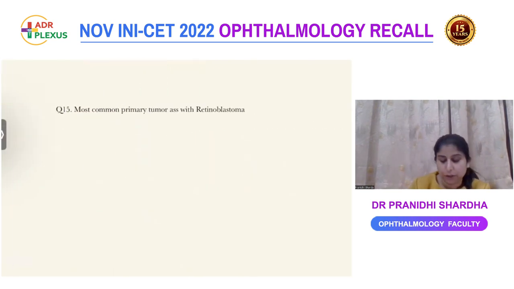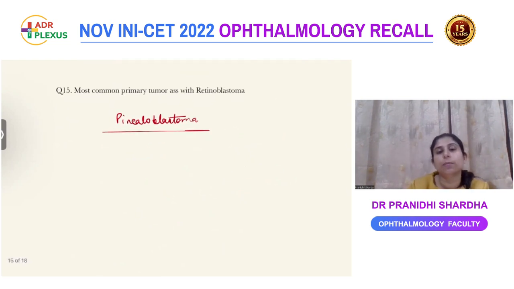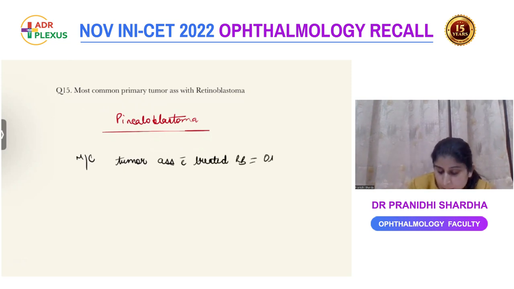Next is the most common primary tumor associated with retinoblastoma. I could not recollect the options given, but the most common primary tumor associated with retinoblastoma is pineoblastoma. But there is also another question: most common tumor associated with treated retinoblastoma. Then the answer becomes osteosarcoma. If the question asked is the most common primary tumor, then pineoblastoma. Most common tumor associated with treated retinoblastoma is osteosarcoma.